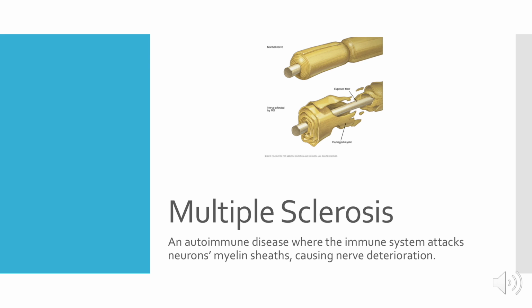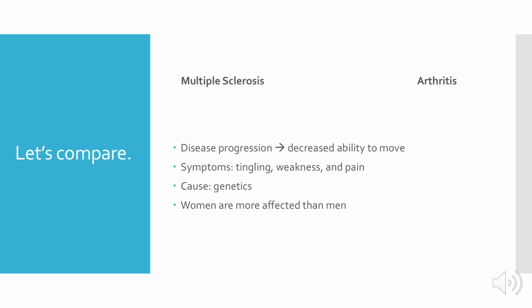So similar to RA, multiple sclerosis is an autoimmune disease where the immune system attacks its own myelin sheaths, which causes nerve deterioration. And in this presentation, I'll refer to multiple sclerosis as MS, just to kind of make it simple for us. So when we look at the two, when we look at MS and arthritis, we notice some similarities. So let's compare the two.